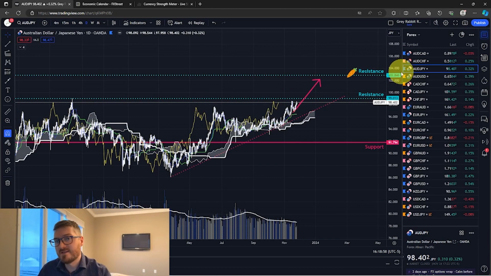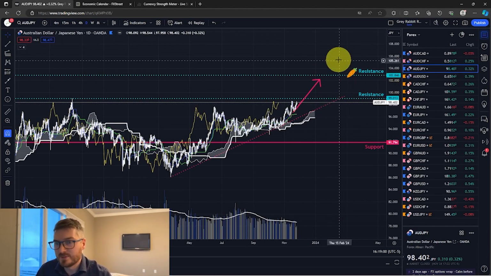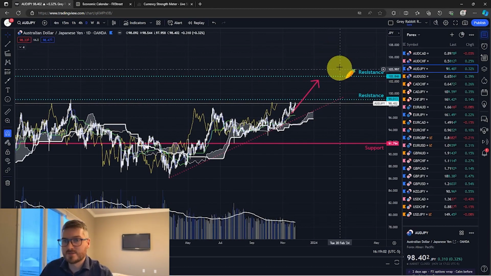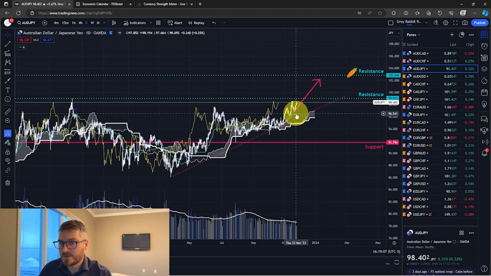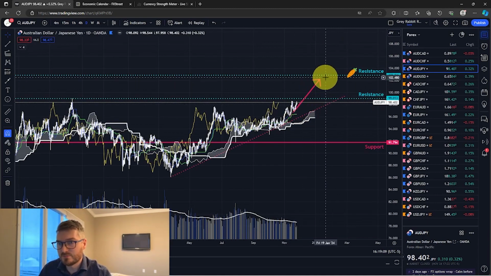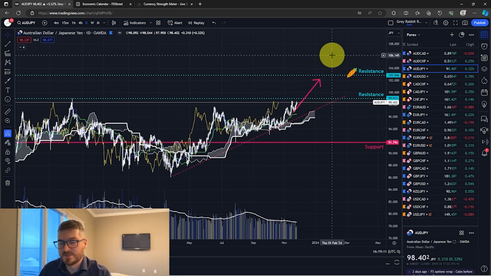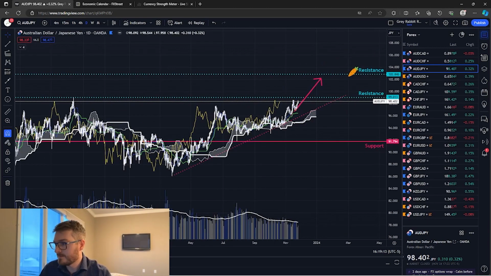So guys, I have this one marked as blue. If we get that breakout, I might be looking to trade this one, but we still need to wait for that signal. But either way, it is looking bullish, and I'm expecting price to come up and test this next level up here. So keep an eye on that.